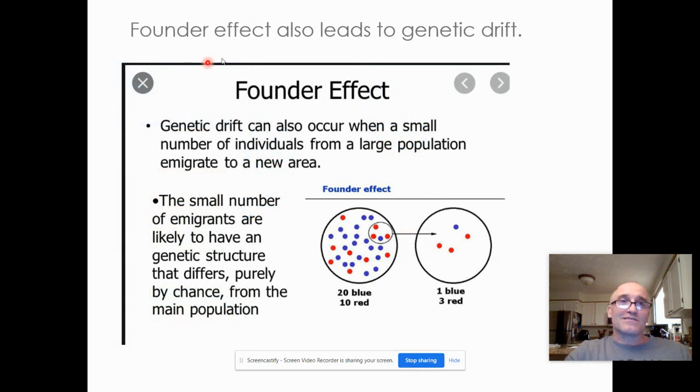And then the other thing you might see in your life or hear about is something called the founder effect, where some individuals leave a population and they go to found. That's why it's called the founder effect. They found a new population somewhere. And in this case, it went from being mostly all blue to the founder population being more red than blue. And again, since it's so small, the blue could eventually be lost altogether.